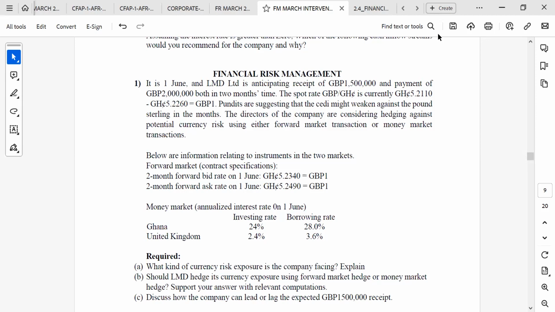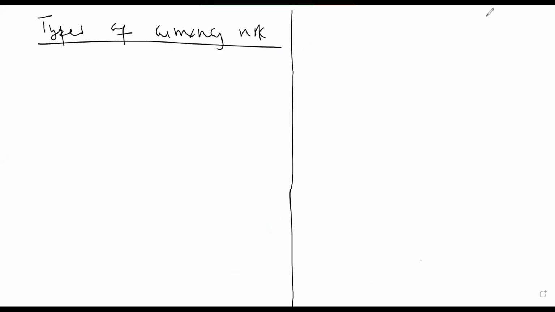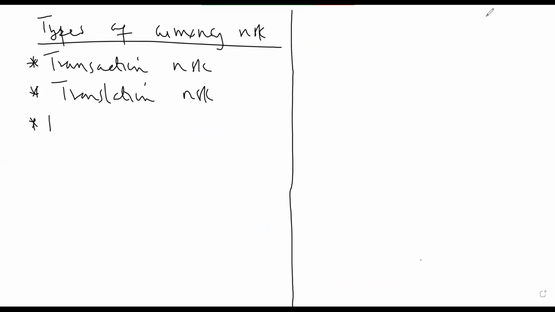These are what we call transaction risk. So let's look at the types of currency risks. The first one is the transaction risk. We have the translation risk. Then we have the economic risk. They are all very simple.